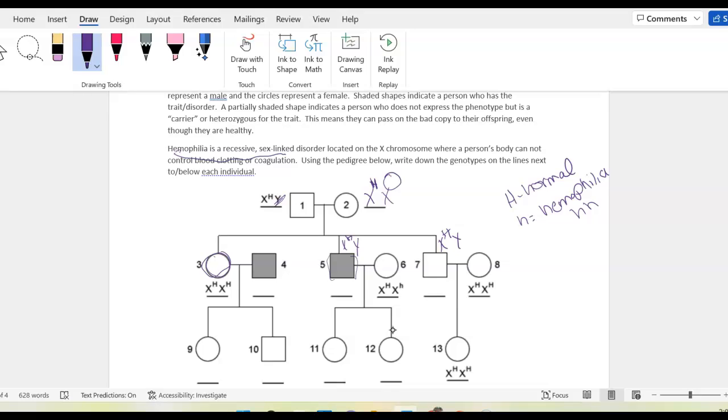Okay? So here's the deal. Dad can only give this son his Y. That's the Y can only come from the dad, right? So this Y ended up here. Which means that they had to get the little h from the mom. So this has to be little h because she passed this one on to her son, giving him hemophilia.